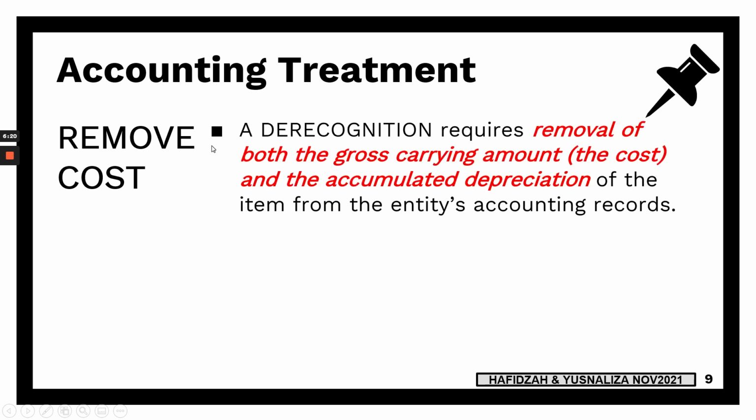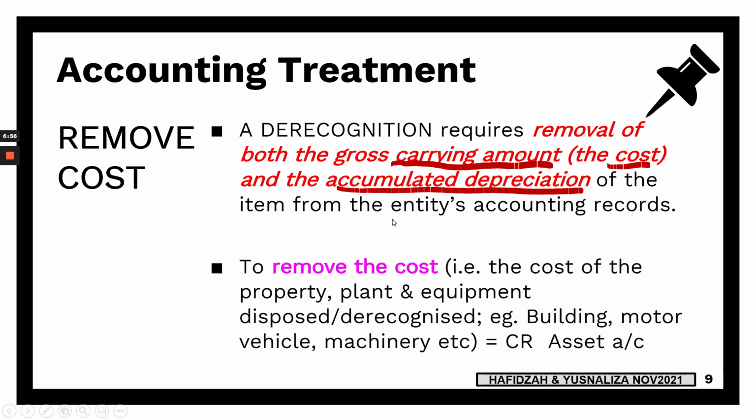So the accounting treatment, as I said, derecognition requires removal of both gross carrying amount, and that is as per MFRS 116. And the gross carrying amount is actually the cost minus the accumulated depreciation. So you need to remove both the carrying amount, which is the cost of the disposed PPE, together with the accumulated depreciation of that PPE being disposed. From where? From the entity's accounting record, from the financial statement, from the list of accounts.